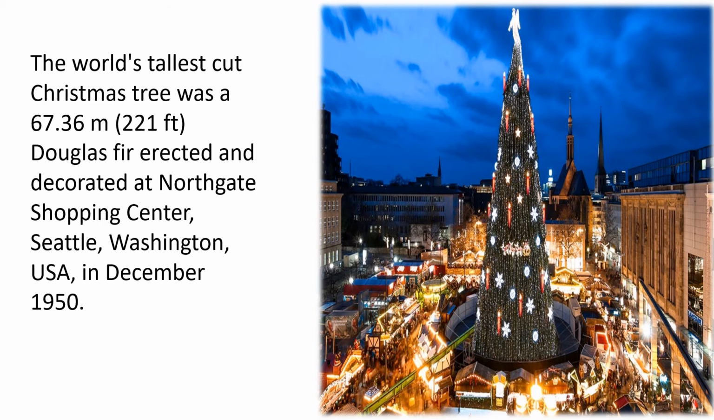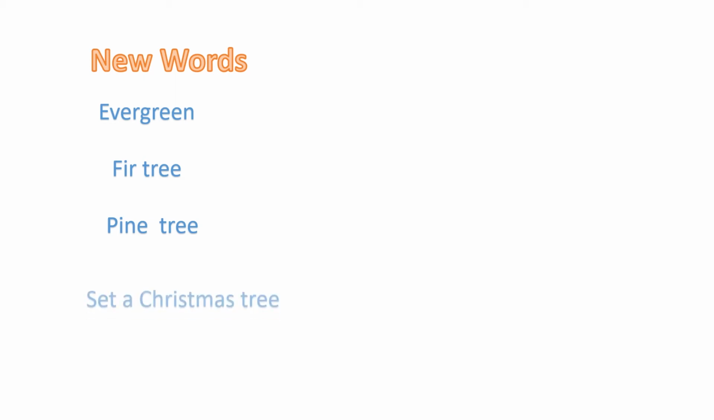So let's take a look with you at new words. The first word is evergreen. Evergreen tree means that tree that is very, very green all seasons and year all round. A fir tree is a kind of a Christmas tree we set at home to make Christmas coming better. And a pine tree is a new tree we use to decorate and to make Christmas mood better. Set a Christmas tree is a process when we set this tree to make a decoration for Christmas season.